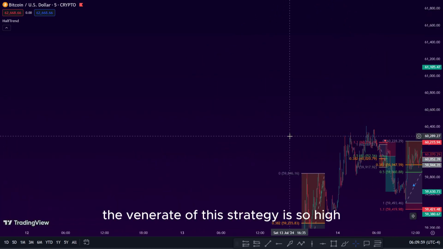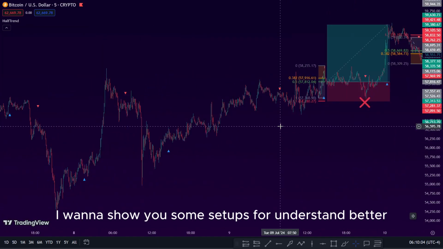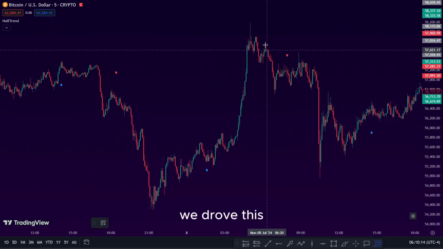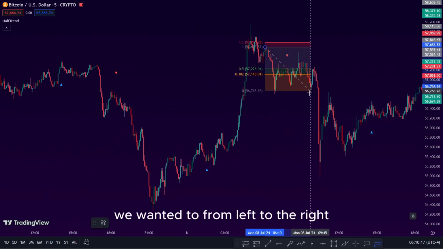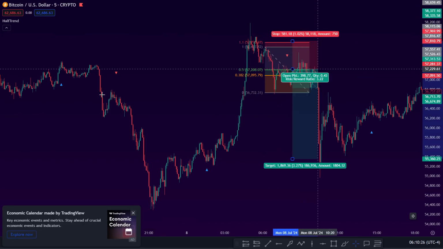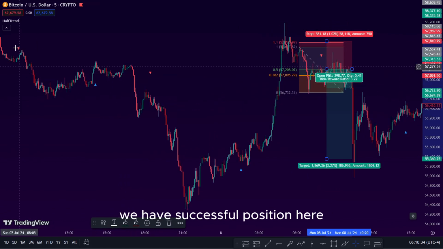The win rate of this strategy is so high. I want to show you some setups for understand better. As you see, we get here sell signal. We draw this Fibonacci tool from left to the right. It gives 0.5 entry. It is successful signal. Again, we get here sell signal. We have one stop position here. We have successful position here.